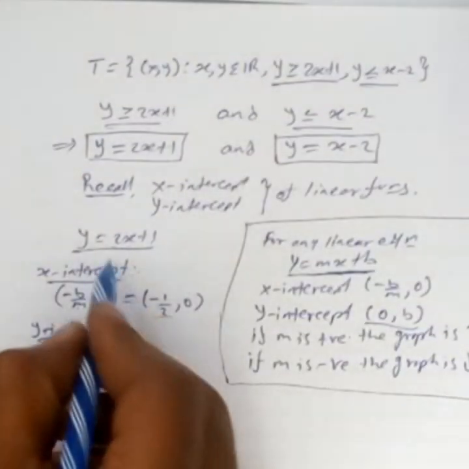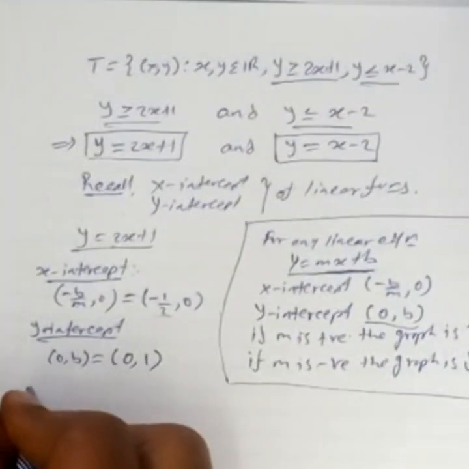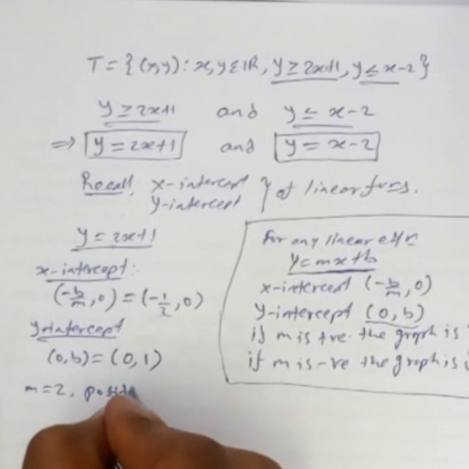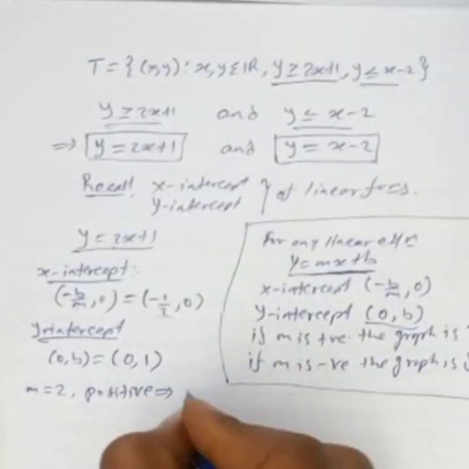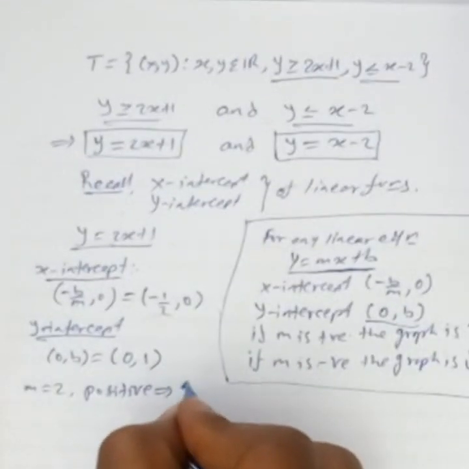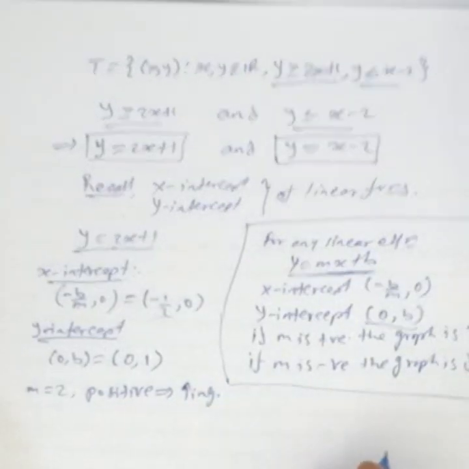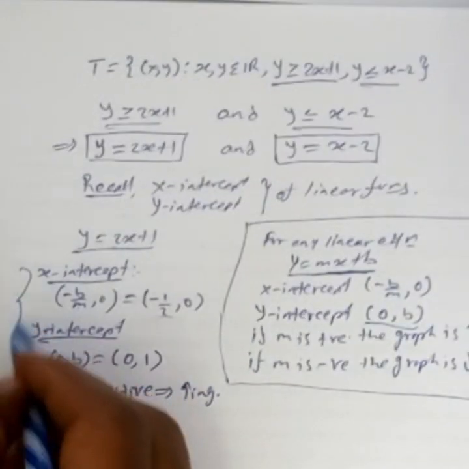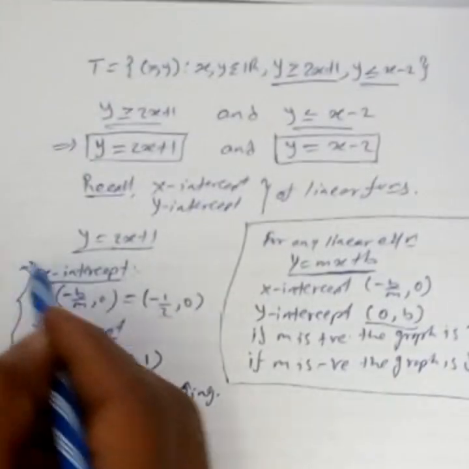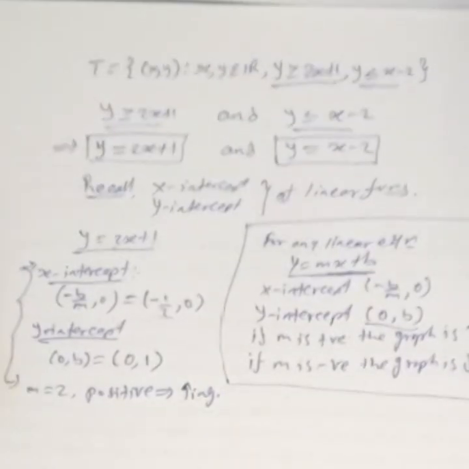And from the sign of m, which is equal to 2, which is positive, this implies the graph is increasing. Therefore, putting these basic things on our Cartesian coordinates, we'll have the following graph for y is equals to 2x plus 1.